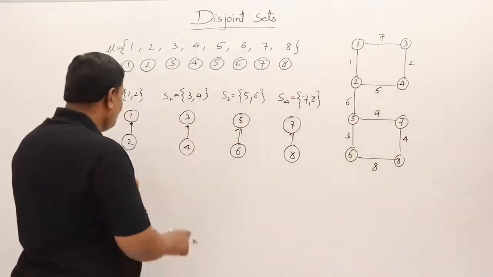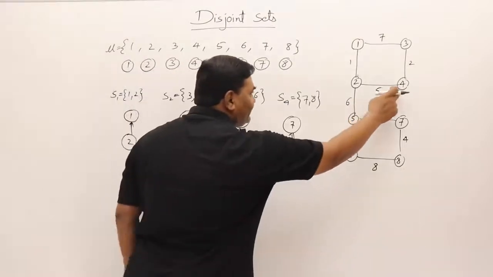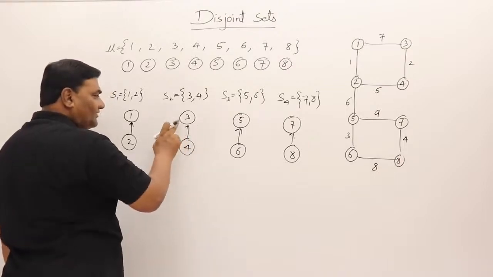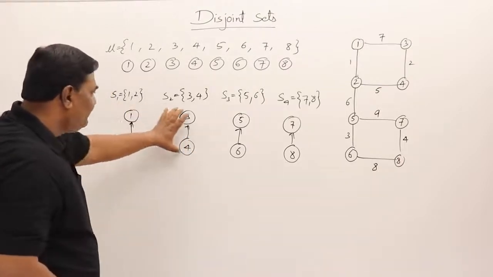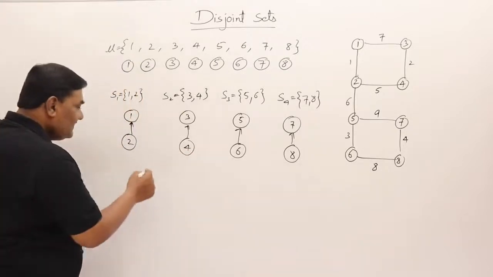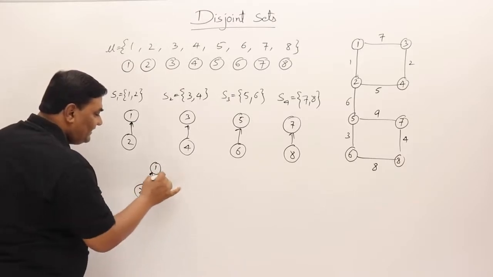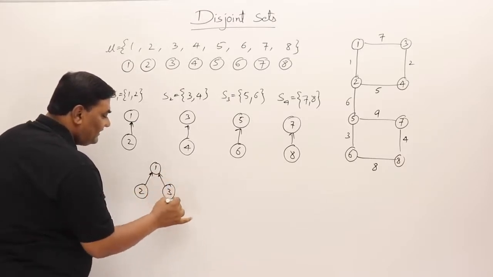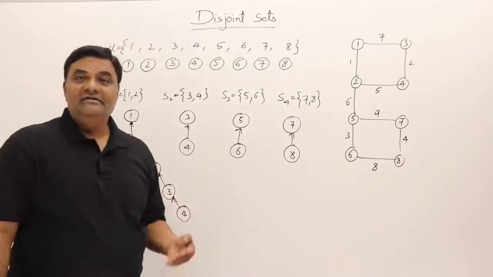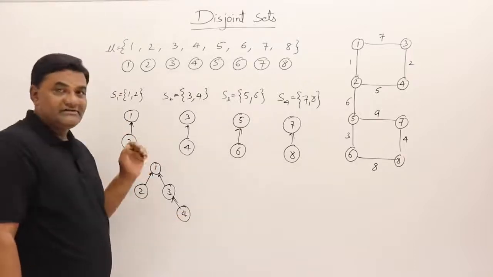So where is 2? 2 is here. Who is the parent of 2? 1. The next is 4. Find 4. 4 is here. Who is the parent of 4? 3. So these are in 2 different sets. You remember we perform union. How to perform union? We'll select 1 as a parent and 2 as a child here, and its child is 3 and 4. So we made the parent of one set a child of the parent of another set.